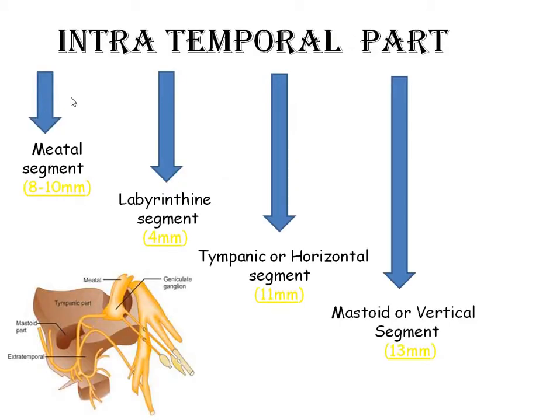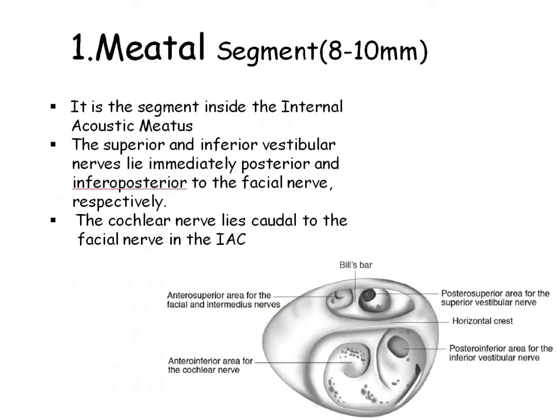Now, in the intratemporal part, there are 4 segments: the meatal, the labyrinthine, the tympanic or the horizontal segment, and the mastoid or the vertical segment. According to the lengths, the meatal is 8 to 10 mm. The labyrinthine is the shortest, 4 to 5 mm, and the narrowest. And the tympanic or the horizontal segment is 11 mm, and the mastoid or the vertical segment is 13 mm.